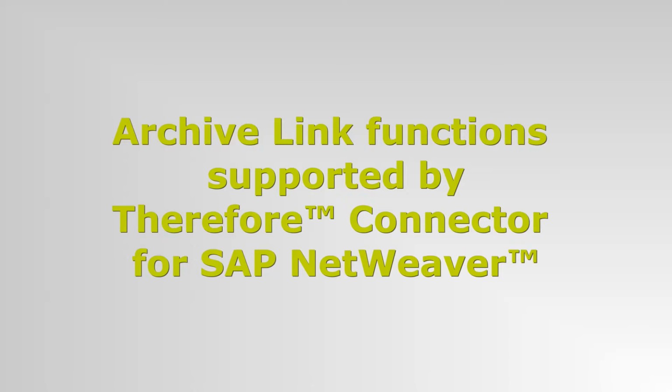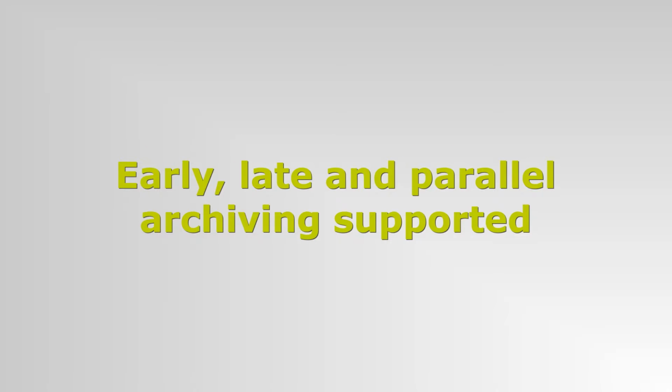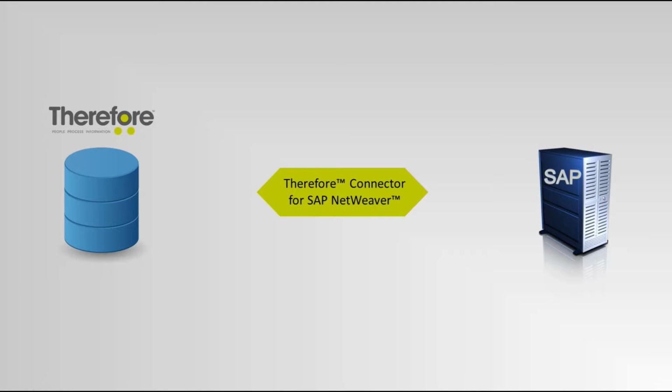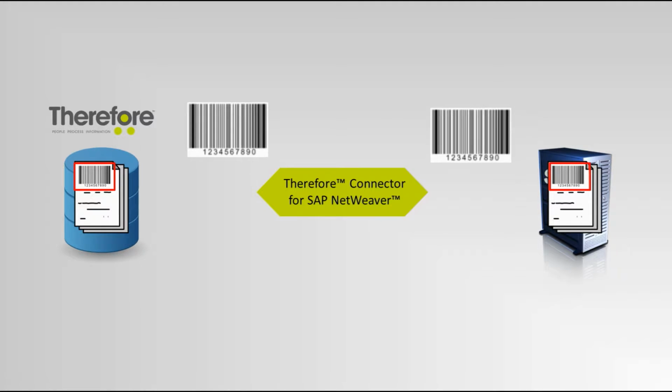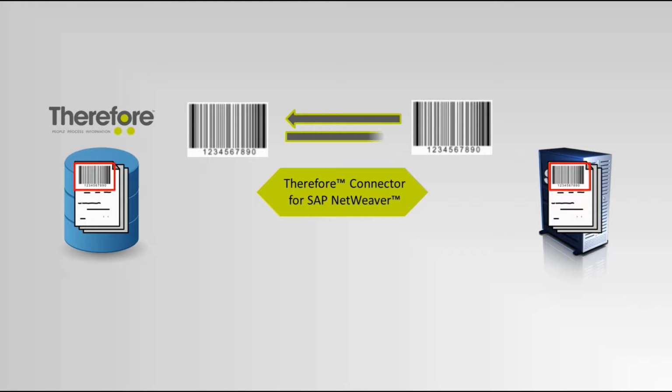We will now briefly cover the standard archive link functions supported by the Therefore connector for SAP. Early, late, and parallel archiving scenarios are all supported. With early archiving, invoices are first scanned into Therefore, then booked in SAP, and finally matched automatically. The Therefore matching service then extracts the metadata from SAP and sends it to the linked Therefore document.